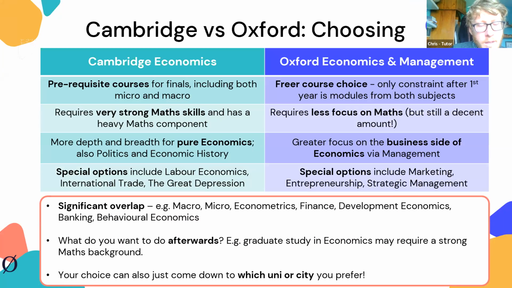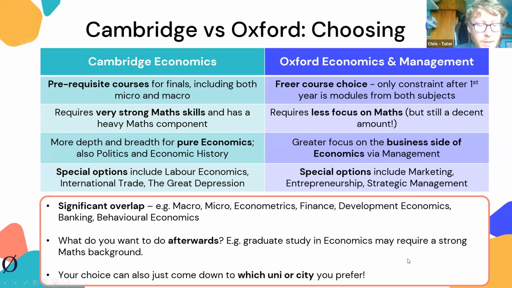Well, so this is just to reinforce that there is obviously a significant overlap. They are both economics degrees. You are at least encouraged at Oxford to cover all the core modules you would cover at Cambridge, like macro and microeconomics and econometrics. And if you want to study more management style stuff at Cambridge, you can in some options, like say finance. And then as Rohan was saying, if you want to go into further study, then the strong maths background is especially useful.